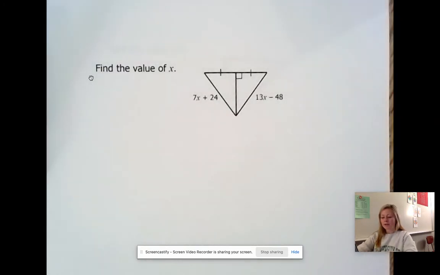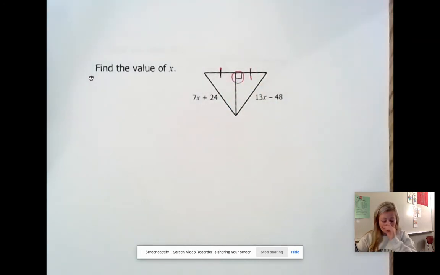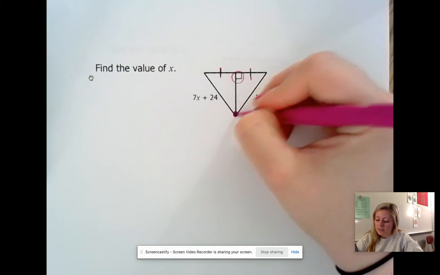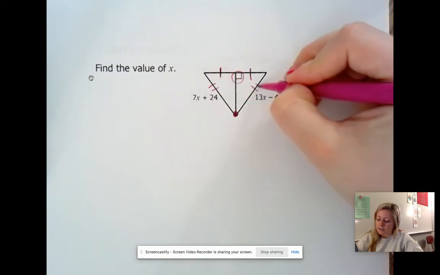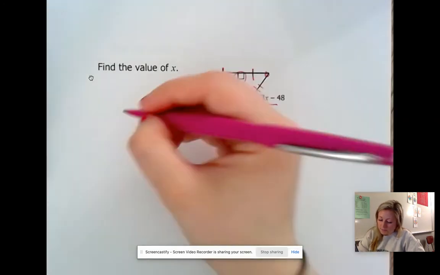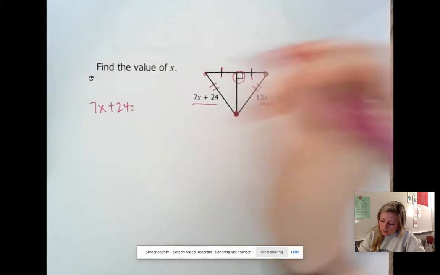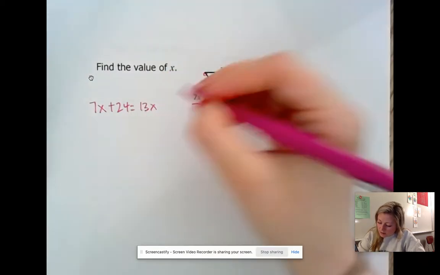So the first one that you have in your notes, it says find the value of x. So again, we do have that perpendicular bisector happening, right? Here's my right angle, so it's perpendicular, and it's cutting that segment in half because of the tick marks. So now I know that this point here is equidistant to those two points. So long story short, right, just get to the point, Miss Bundy. We know that this guy is equal to this guy. So here we go. 7x plus 24 is equal to 13x minus 48.